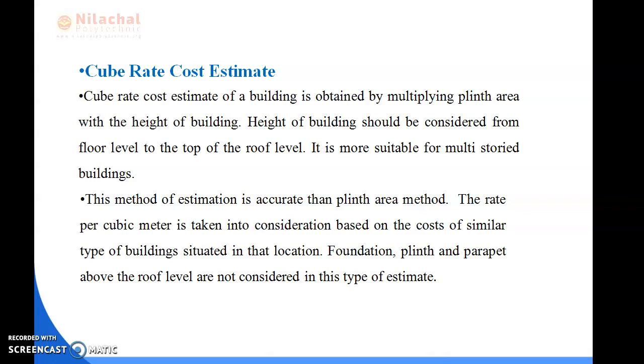Okay. Now, cubical content means the volume. In this case, 3 units are considered. Normally, we consider length into breadth into height. So, before we go through cube rate estimate, to follow the plan properly, first we study the plan and know what is the length of the room, breadth of the room and height of the room. For the particular item of work we go through, we have to know the particular item details. Okay.